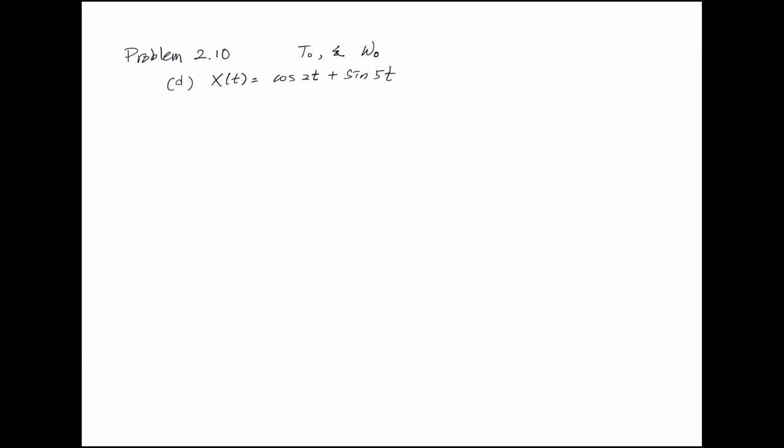In this signal x of t, we have two separate signals. x1 of t equals cosine 2t. From here, we can find the fundamental period for this signal only, and that is 2 pi over 2. And 2 pi, we know, is the period of sine and cosine. So that is pi.